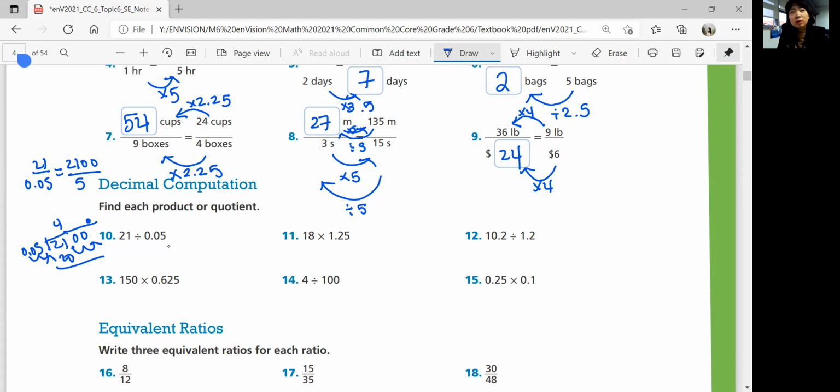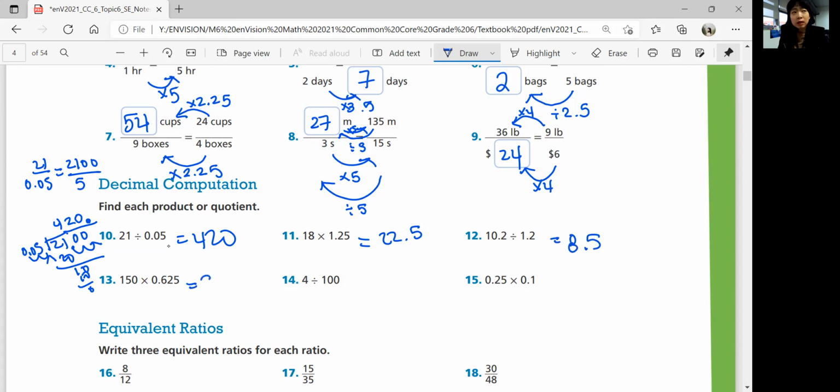And you subtract them. 5 times 2 is 10. So it's 0 here. So your answer is 420 for number 10. And let's just check answers. Number 11 is 22.5. Number 12 is 8.5.